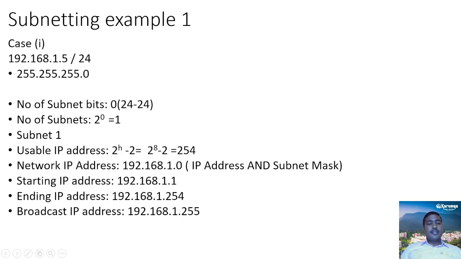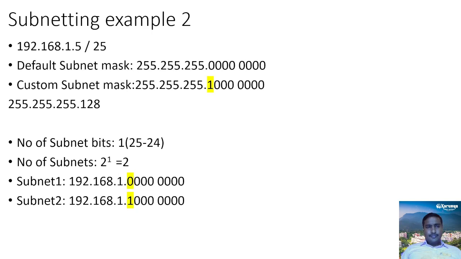This is for subnet 1. For each subnet this is also applicable. So we'll see a next example. In the next example, I have taken the same IP address, but I have taken this subnet mask, or the network ID has to be 25. So what does it imply?